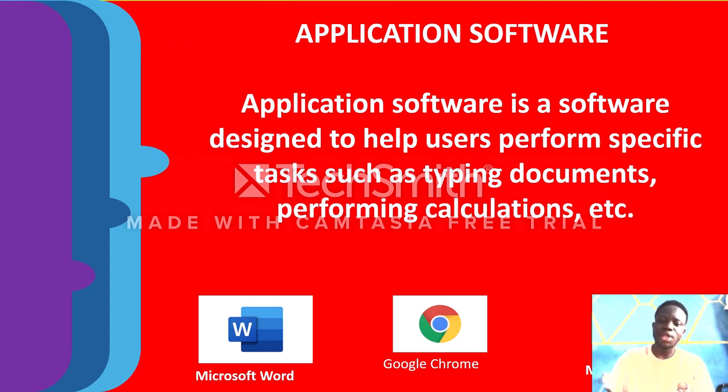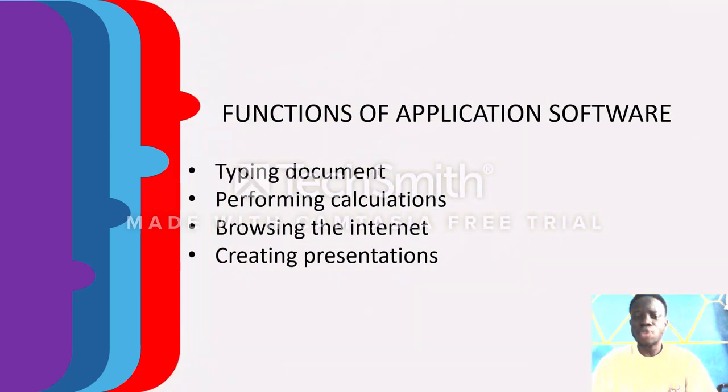application software. What exactly is application software? Application software is software designed to help users perform specific tasks such as typing documents, performing calculations, and so on. Let's look at its functions. It is used for typing documents, performing calculations, browsing the internet, and creating presentations. We all know how this works.